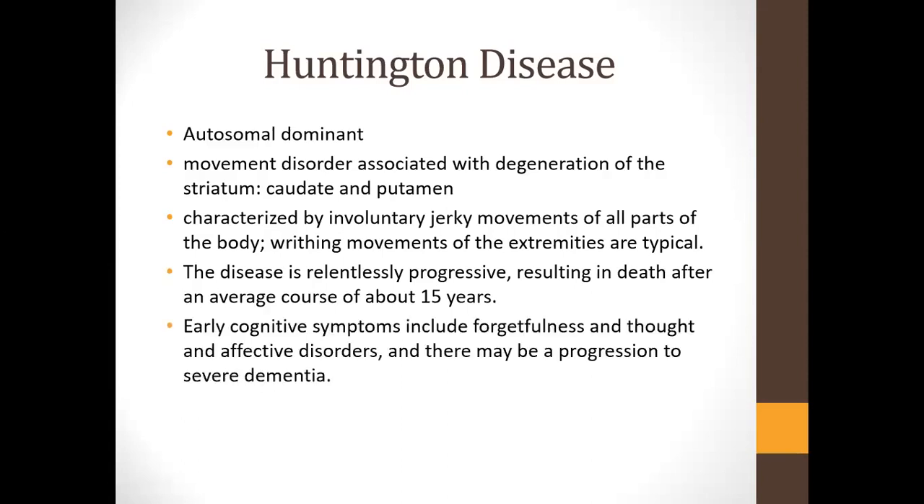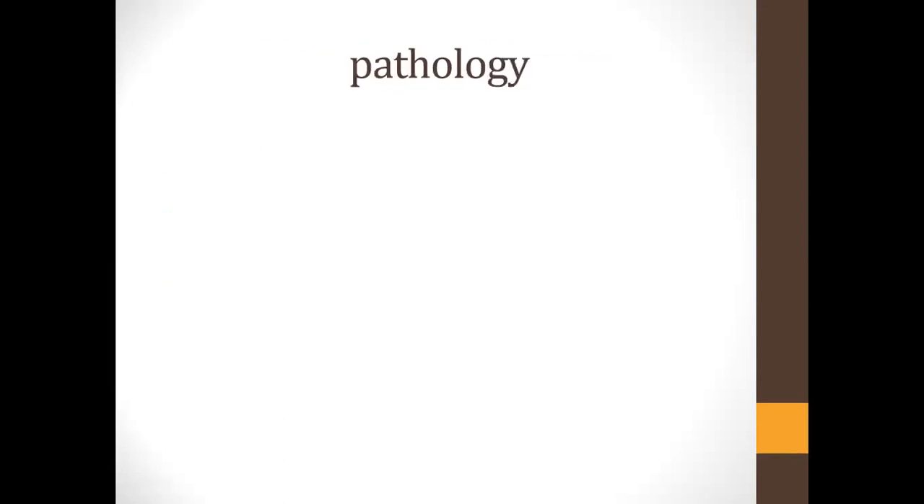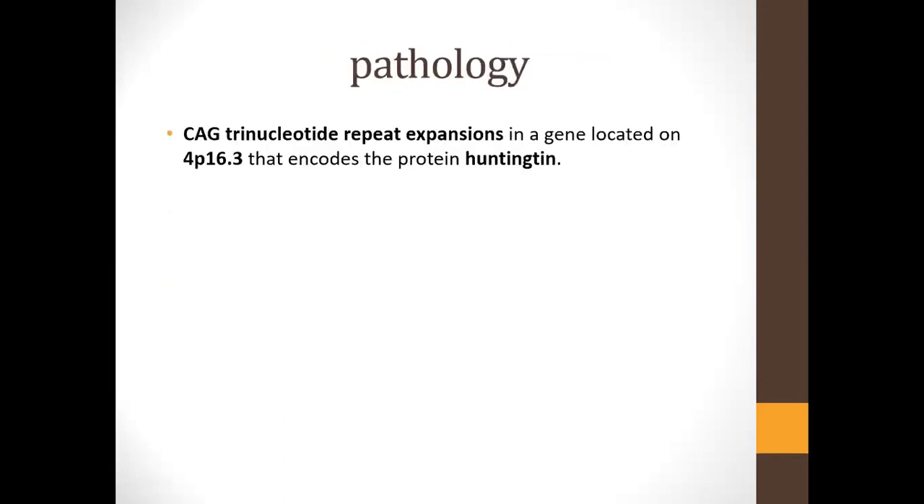Early cognitive symptoms include forgetfulness and thought and affective disorder. There may be progression to severe dementia. And the most important thing to remember is that it involves the CAG trinucleotide repeat expansion in a gene located on chromosome 4 that encodes for the protein huntingtin.